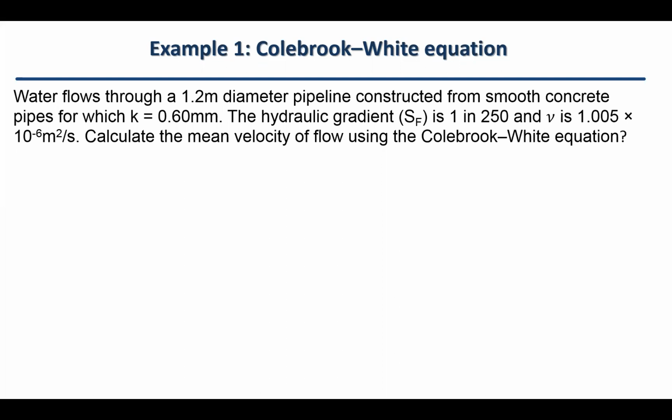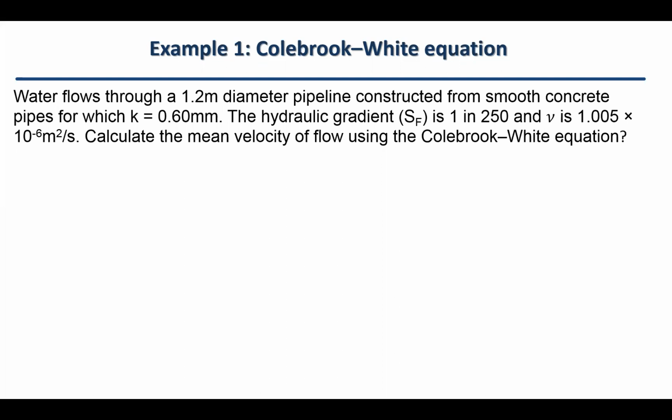for a specific length is 1 in 250. Imagine this 1 in 250 is a very common practice for hydraulic gradients. It means that for every 250 meters length of the pipe, we have a 1 meter drop of the head loss. Just pay attention to this point. The kinematic viscosity ν is 1.005 times 10 to the minus 6 meter squared over a second.